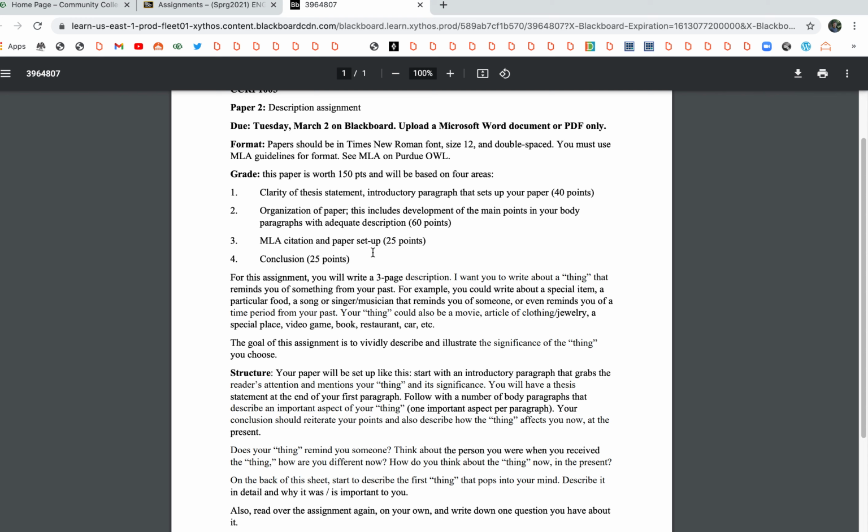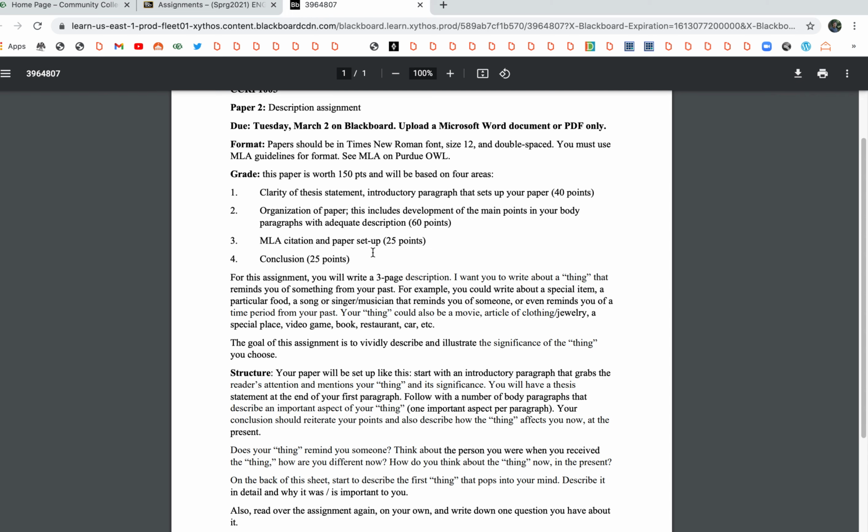The goal of this assignment is to vividly describe and illustrate the significance of the thing you choose. And we're going to jump into this a little more in a second. The one thing I miss about, this is asynchronous, right? So we're not meeting. This assignment's a little trickier because if we were meeting in person, if all, however many of us, 15, 16, 17, 18, 20 of us were together, I'd have everyone do this in-class writing, and then we would all talk about their thing. And when some people who are stuck on it would hear other people, we'd get ideas. So I might have you do that and upload it to Blackboard, but just keep posted for that.